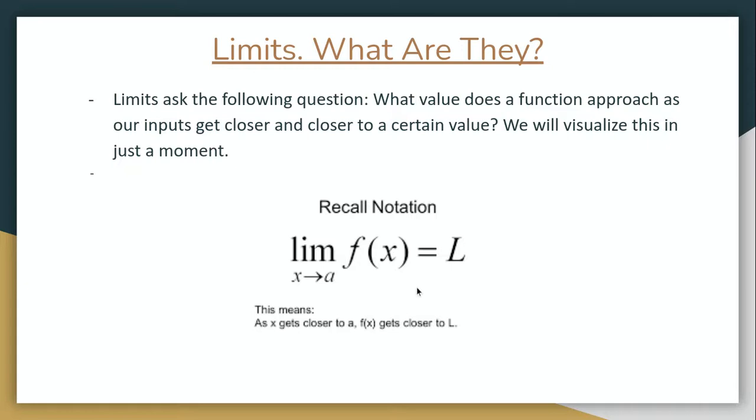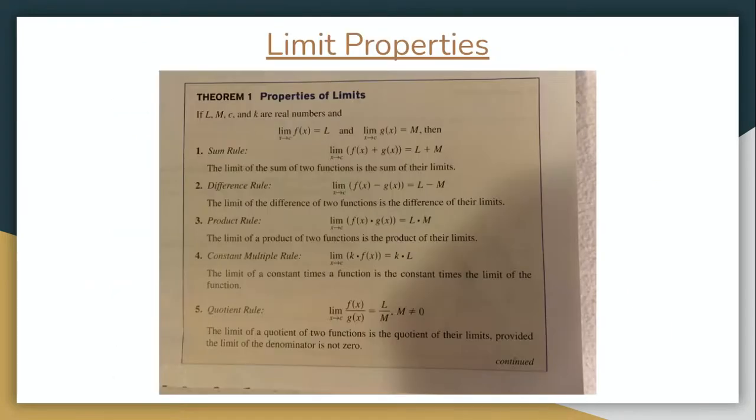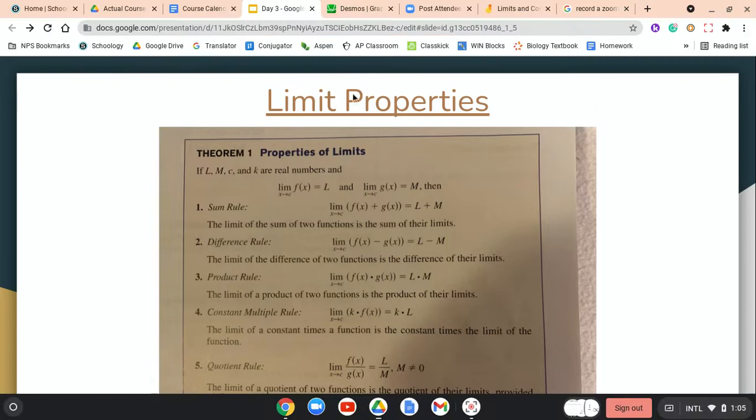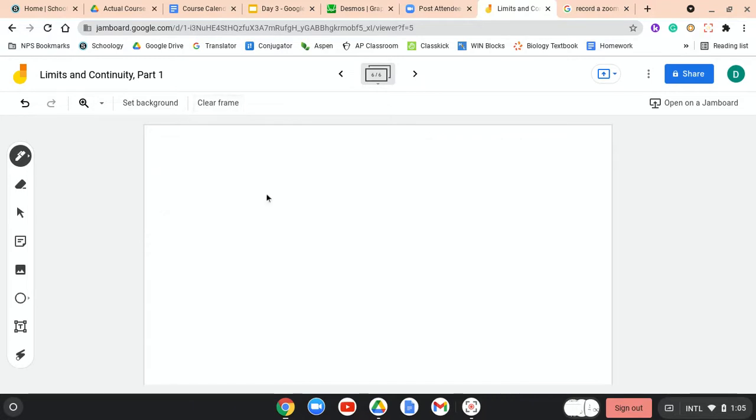We only care about what it's approaching. This is what I've said before. You can read it if you'd like, but it's just a reiteration of what I was saying previously. All right, so here we have some limit properties. I'm going to go through them on a Jamboard, but they're pretty easy to understand as long as you follow along with what I'm going to lay out.